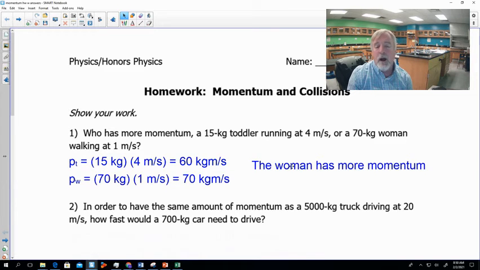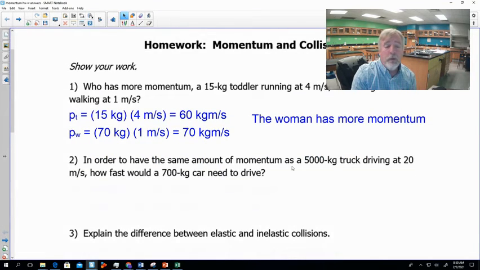And the thing I'm really trying to drive home on some of this, just because something's moving faster, like our toddler here is moving faster, doesn't mean it has more momentum. Right? We could have a more massive object moving slower, and yet that slower moving object can have more momentum.